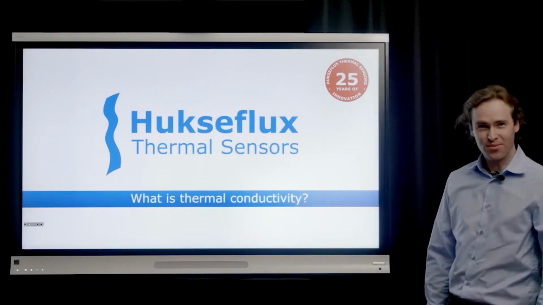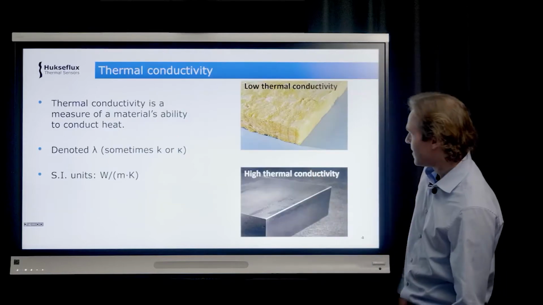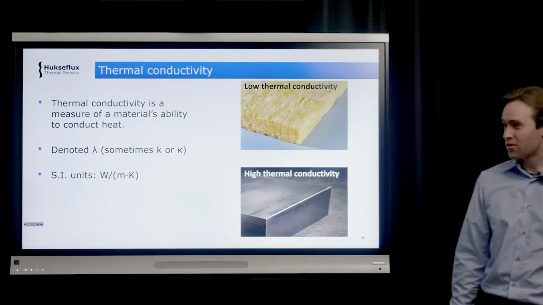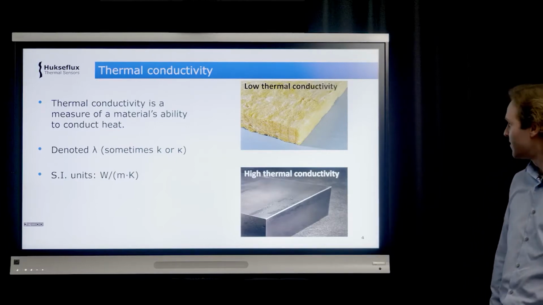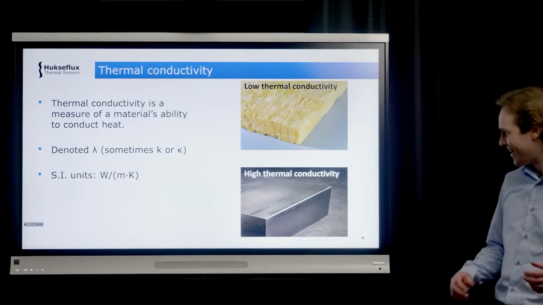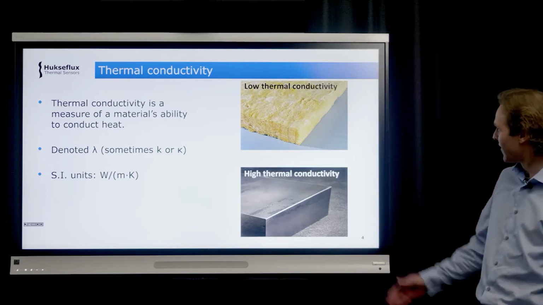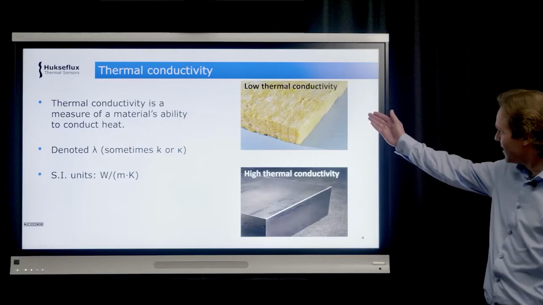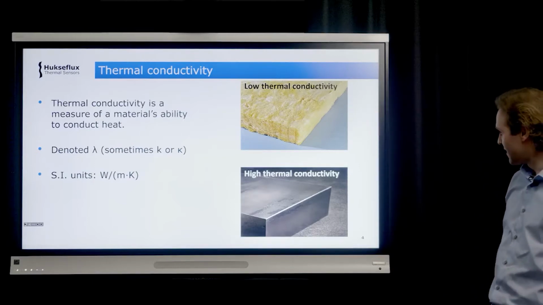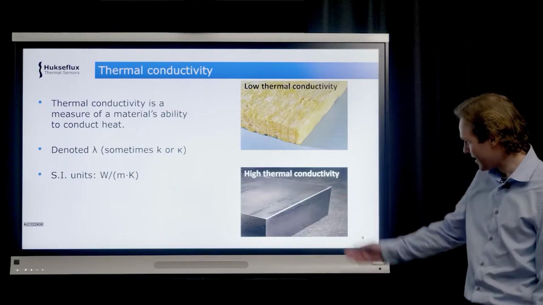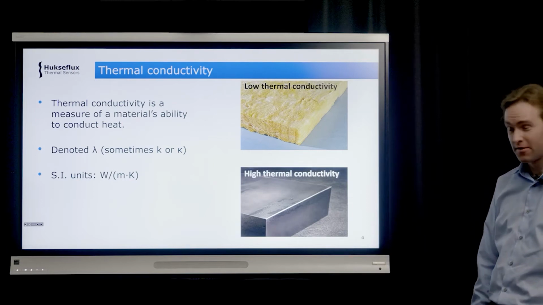Okay, so let's start with an explanation of what thermal conductivity is. Simply put, thermal conductivity is a measure of a material's ability to conduct heat. Of course, everyone has a bit of intuition of what that is. So, for example, you'll all know that the insulating material shown here on the top has a very low thermal conductivity, and you'll probably know that a block of metal shown on the bottom has a very high thermal conductivity.